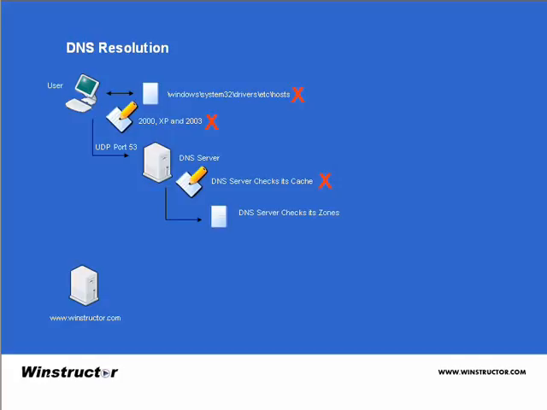So if the zones do not contain the required information, the DNS server attempts to contact the DNS server that is authoritative for the winstructor.com domain. Now as it doesn't know the IP address of the DNS server for winstructor.com, it will attempt to contact the next best thing, its parent. Now as it doesn't know the IP addresses of the .com servers, it checks its root hints file for the IP addresses of the root servers and then attempts to contact them.